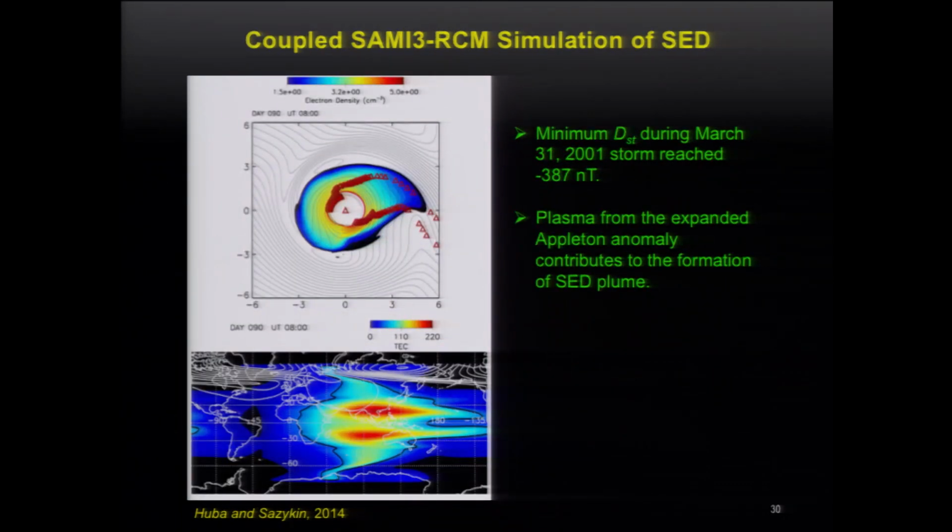And of course, if you drive the system really hard, for example, in superstorm conditions in Huba and Sazykin's study, the equatorial superfountain effect can start to pump the plasma into the mid-latitude region where it can be transported by the convection pattern and brought into higher latitude. So during those cases, the plasma circulation is indeed global.